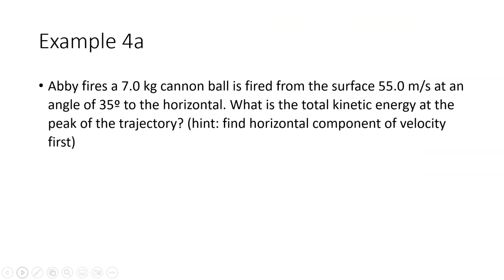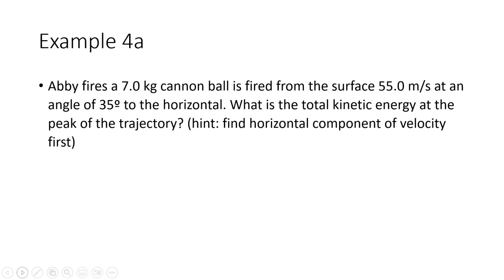So let's take a look at example 4A. Abby fires a 7-kilogram cannonball from the surface at 55 meters per second at an angle of 35 degrees to the horizontal. What is the total kinetic energy at the peak of the trajectory?